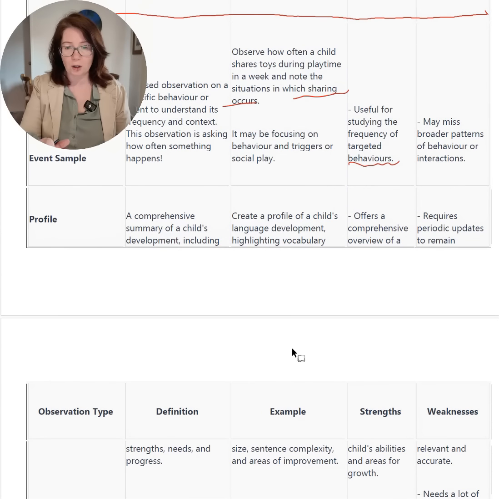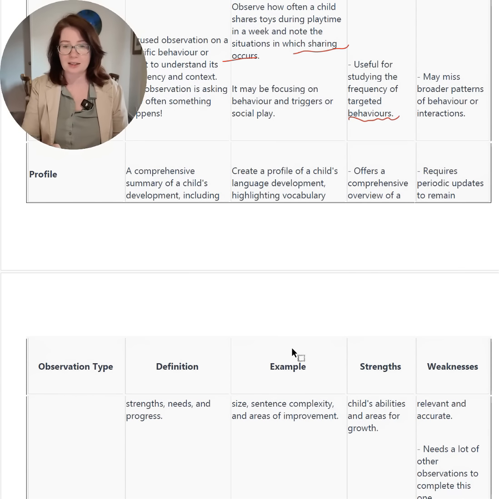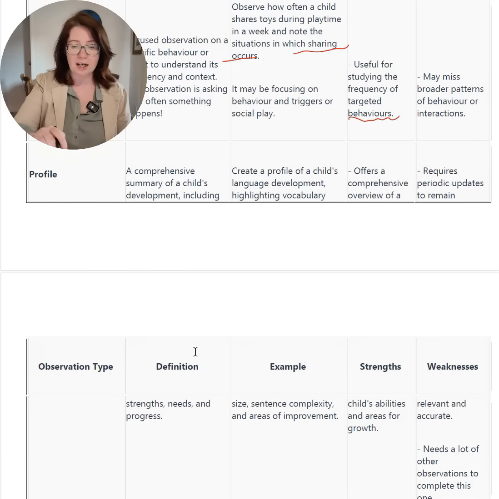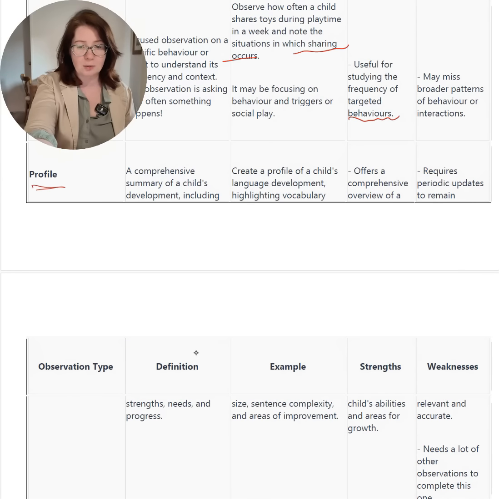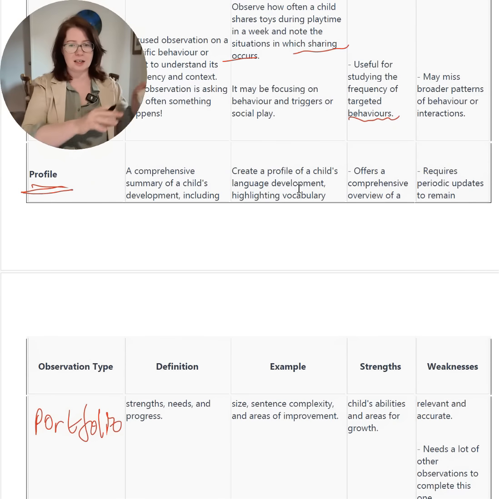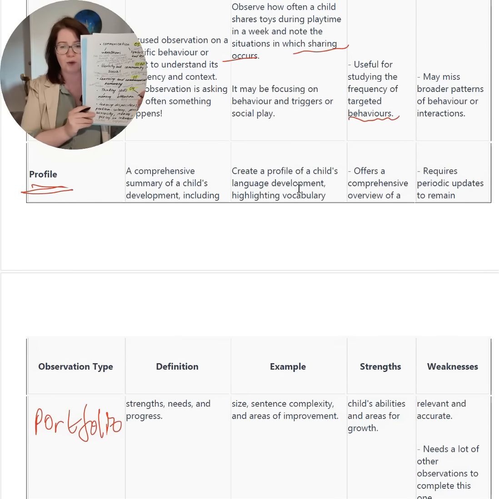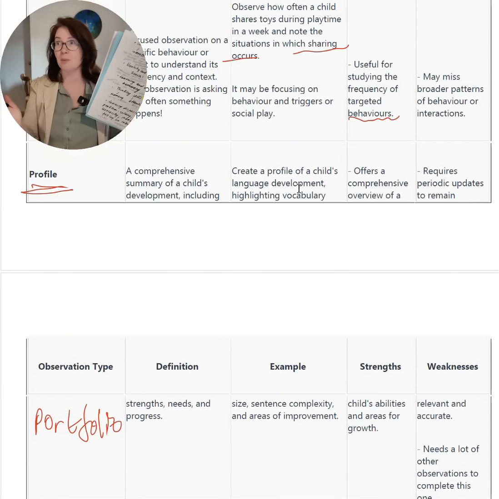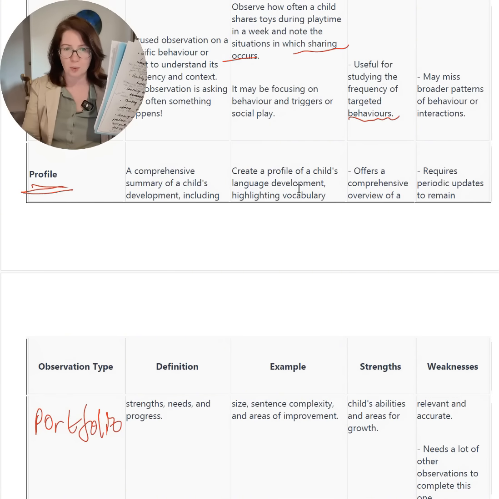You can call it a portfolio. So usually it's a comprehensive summary of a child's development, including strengths, needs, and progress. Here we go. Profile or portfolio. This profile is a summative assessment or assessment of learning according to the Department of Education and Training or EYLF. You are covering all the key areas. And one of the examples of this profile or summative assessment is a report.